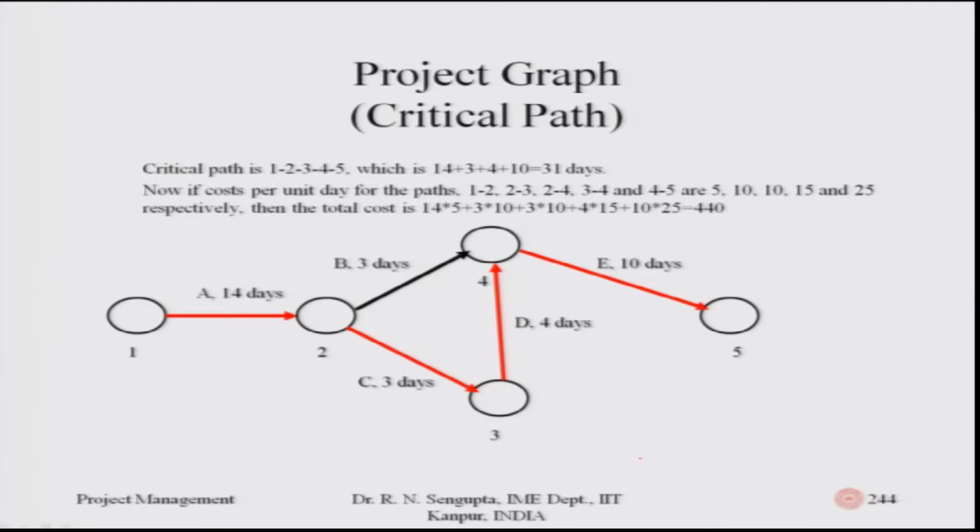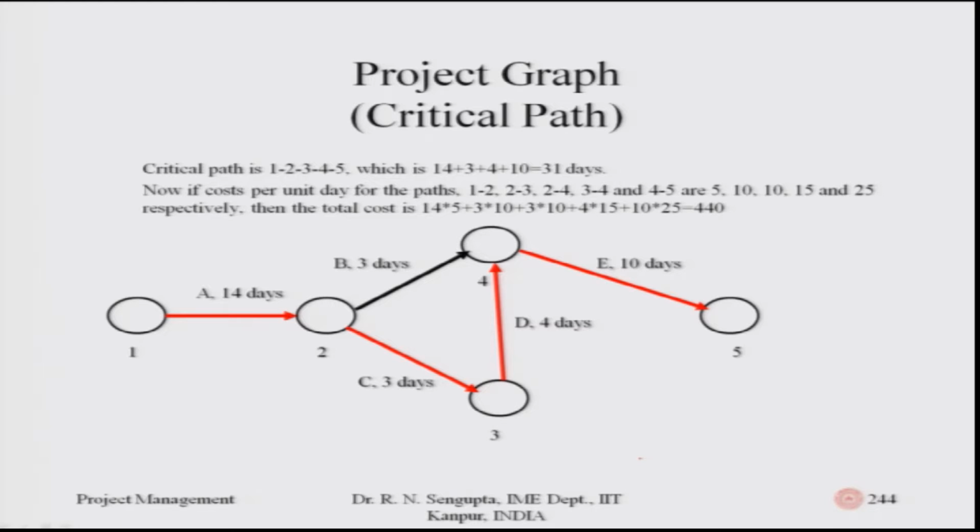Then again for the next one, the total time taken would be 4 into 15, and the last one would be 10 into 25. But obviously, even though B is not in the critical path, its cost would also come into the picture. So, that cost factor would be 3 into 10.